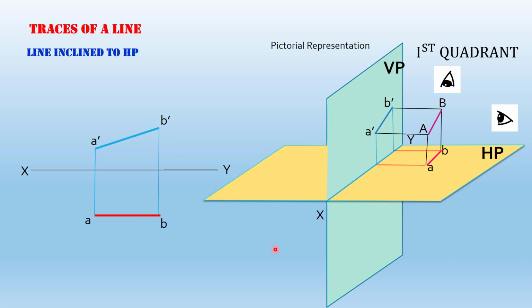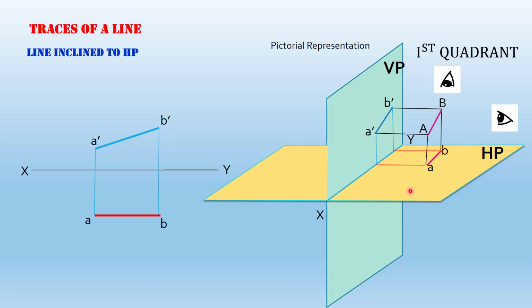So if the line meets the horizontal plane, the point of intersection will be known as the horizontal trace, and if the line is inclined to the vertical plane, we can see that when the line is extended, it will meet the vertical plane at a point, which will be known as the vertical trace of that line. In the figure, you can see that the original line AB is inclined to HP.